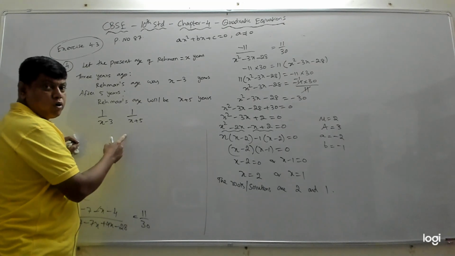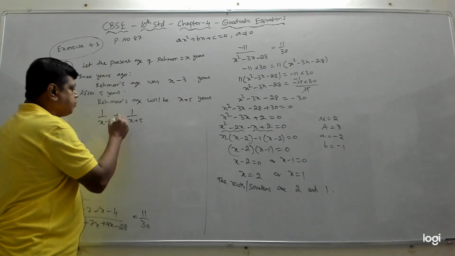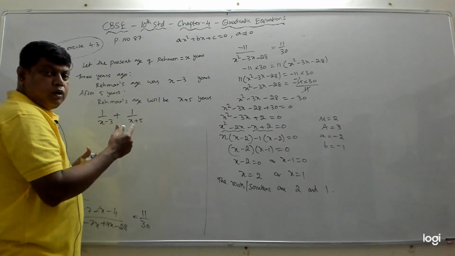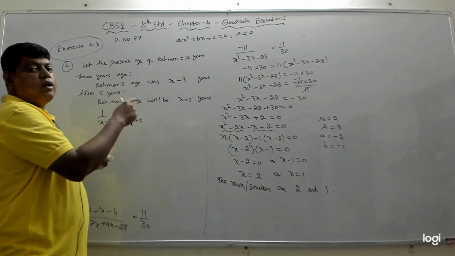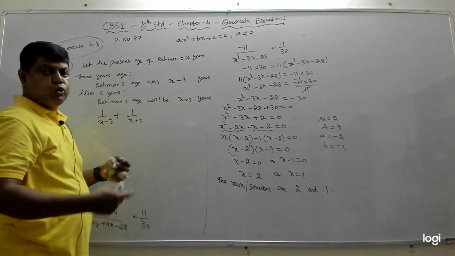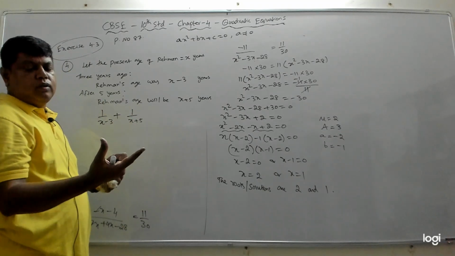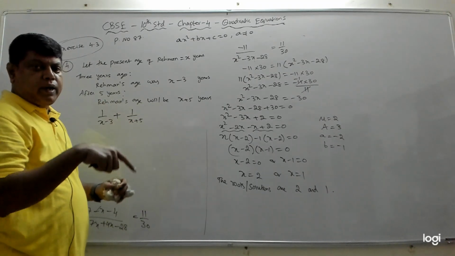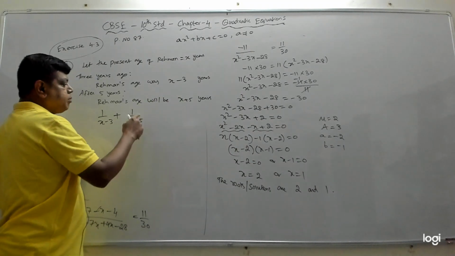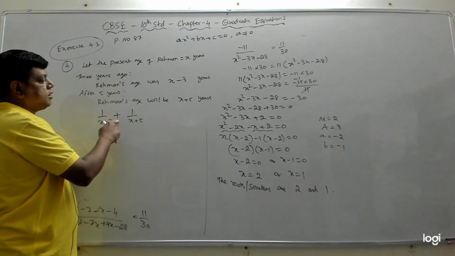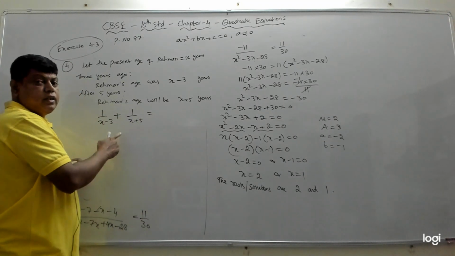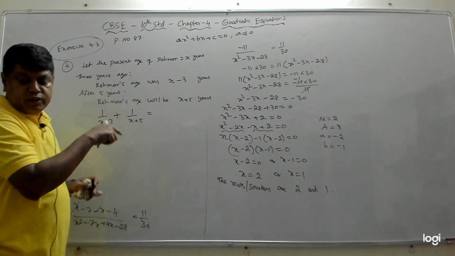Now we have found the reciprocal. Now sum of the reciprocal means add them. This is the meaning of sum of the reciprocal. Reciprocal means you will put 1 by. What is the reciprocal of 2? 1 by 2. Reciprocal of x is 1 by x. Reciprocal of x minus 3 means 1 by x minus 3. Reciprocal of x plus 5 is 1 by x plus 5. And sum of the reciprocal means plus. So the sum of the reciprocal of Rahman's ages 3 years ago and 5 years from now is equal to how much?